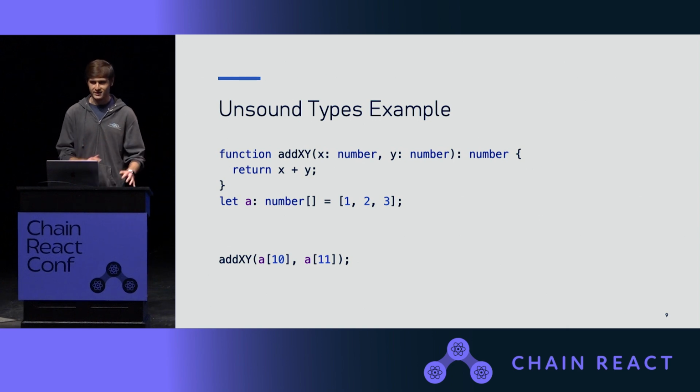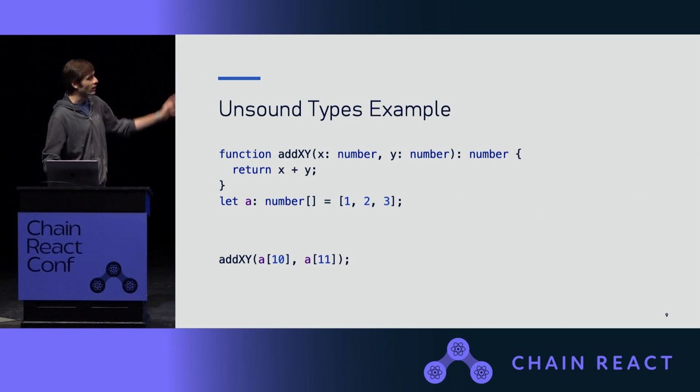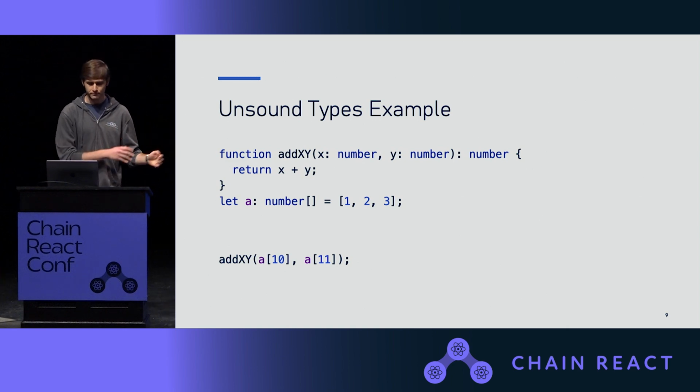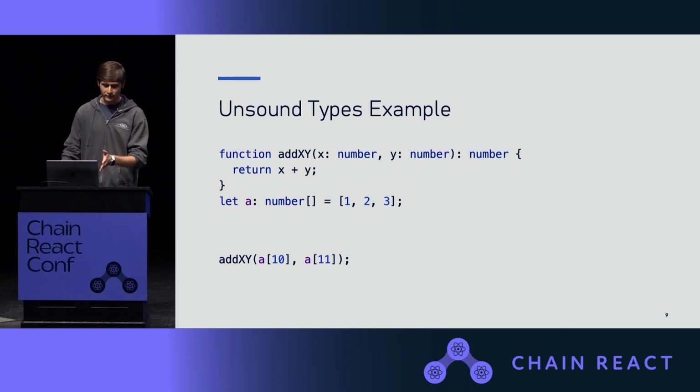Let's take a look at a concrete example to see how soundness and unsoundness works. Here we have a simple function addxy that takes two parameters, x and y, which are annotated to be numbers. It adds them together and returns the result, which is also a number. Below, we're calling addxy by indexing into this array A at indices 10 and 11. We can immediately see that these accesses are out of bounds. This means that because the array A only has 3 elements in it, both of these are going to be undefined.